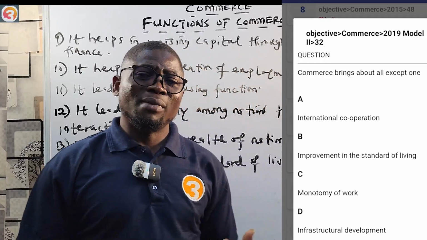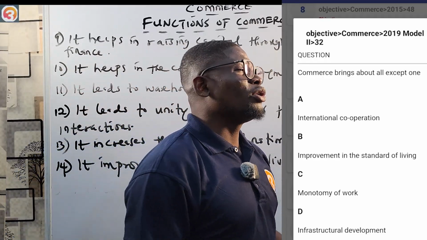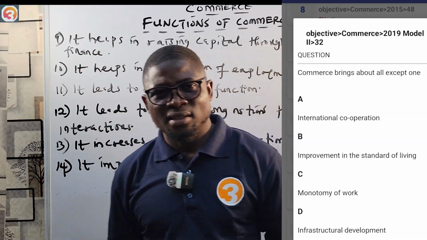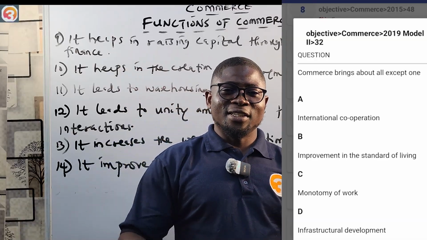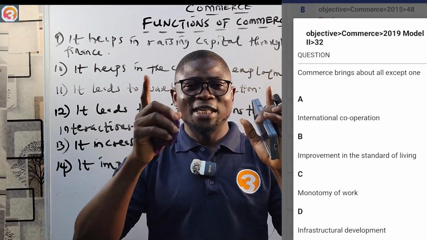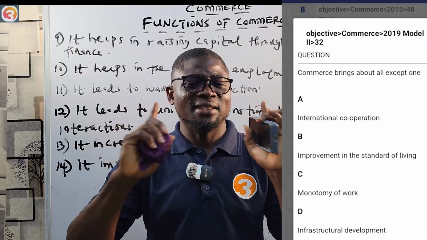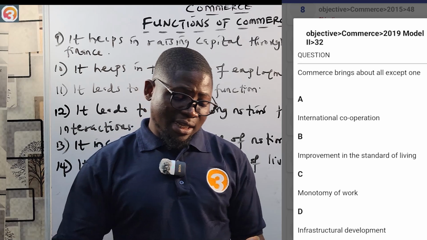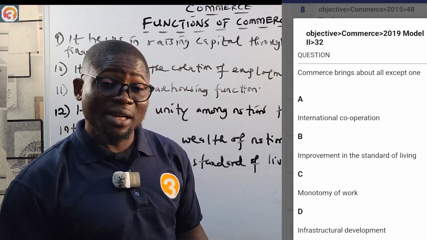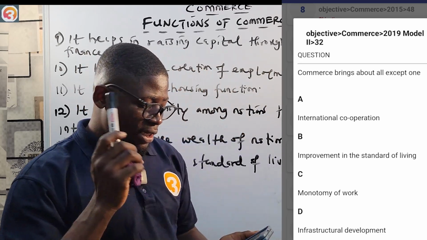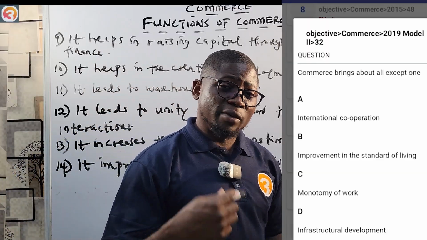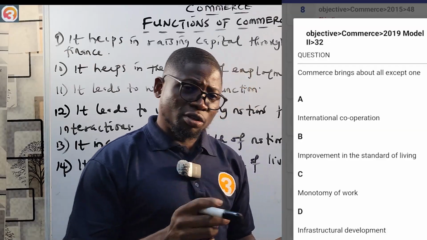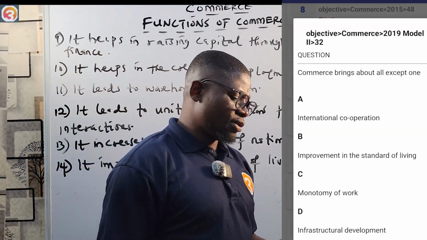So what does commerce encourage? That means commerce encourages you, wherever you are, whatever you are producing, you can sell it. So it does not mean that only one person is empowered to be doing one thing, to be supplying a particular thing. It does not lead to a monotony of work. International cooperation is there, you have seen that. Improvement in the standard of living is there. Among the functions, infrastructural development is there, because government will generate revenues, and then of course infrastructure will improve. But monotony of work is not there. It's very wrong. Okay, so let's see another one.